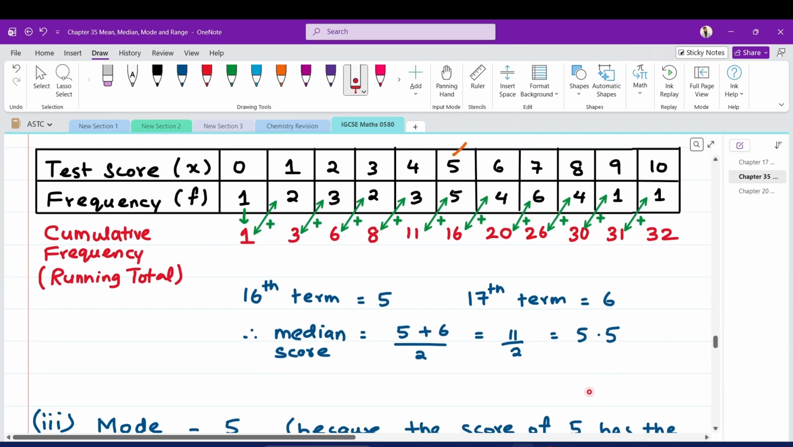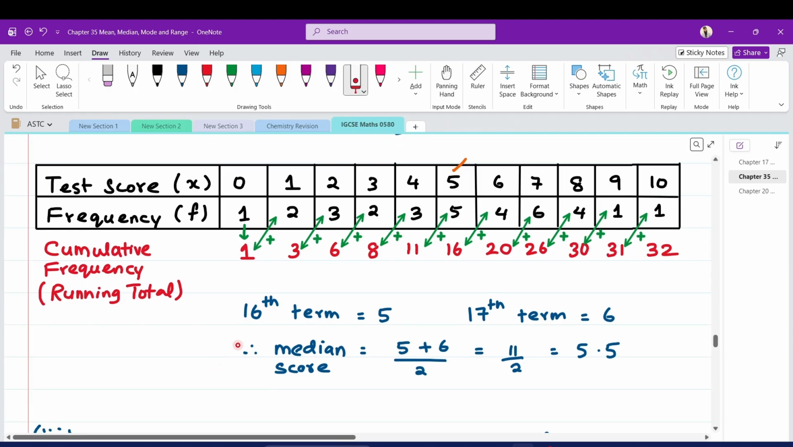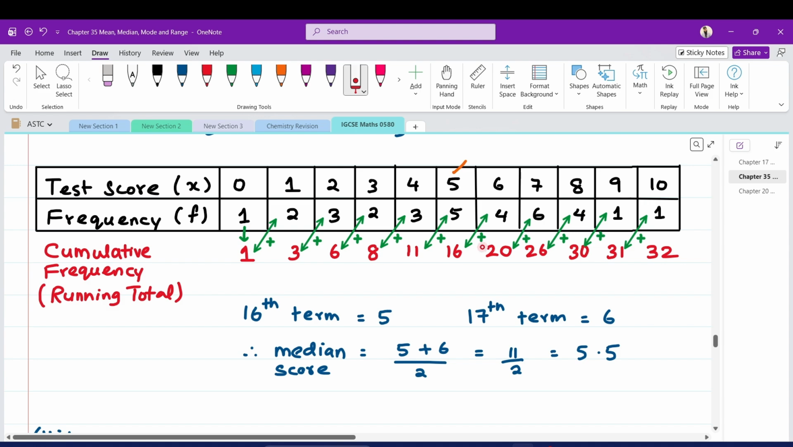The third part of the question was to work out the mode. The mode is basically the most repeated value in a data set. So how do you work that out? We see which one has the highest frequency. If you look over here in the frequency table, which particular score has the highest frequency? You can notice that this is the highest frequency. That means that the mode is going to be 7.